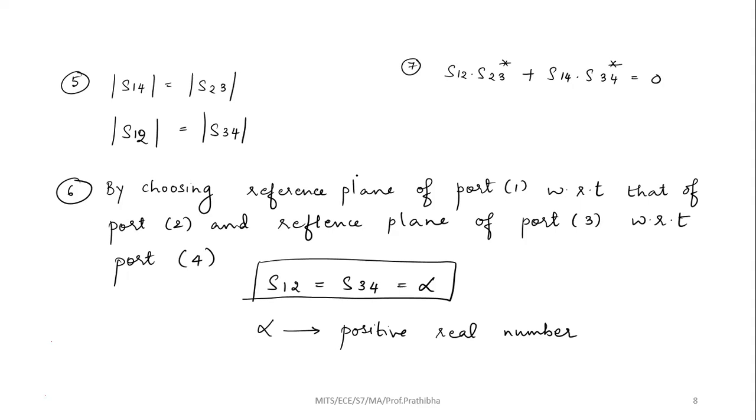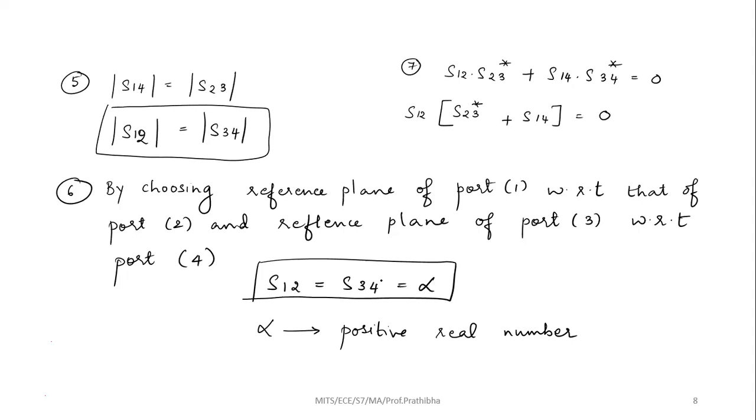S34 is nothing but S12. Just now I have written here S34, whatever you have got, is equal to S12 from this equation. Yes or no? So I'm going to substitute that here. I can take S12 common and say now S23 conjugate plus S14 is equal to 0. That means I took S12 common in both cases.